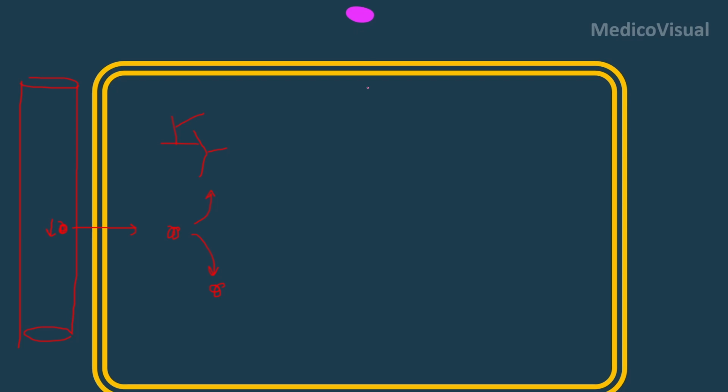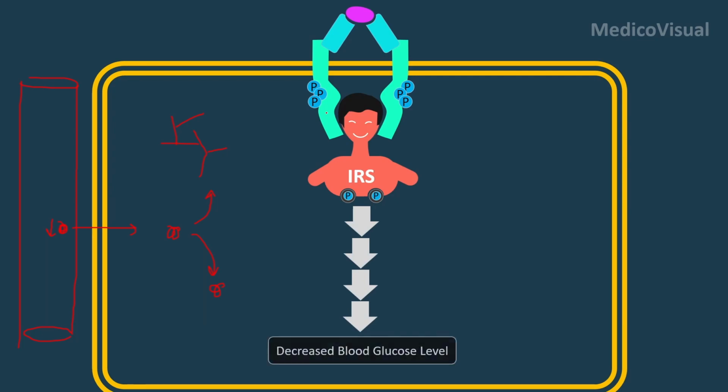What I mean by ringing the bell is that it will bind with its receptor, and after binding, the receptor will become active, and it will start a cascade of events. There will be a series of events that will be started, and the end result will be a decrease in blood glucose level. At this stage, I am not going to talk about what this IRS is. There is, by the way, phosphate that is bound to the receptor and then to the IRS.